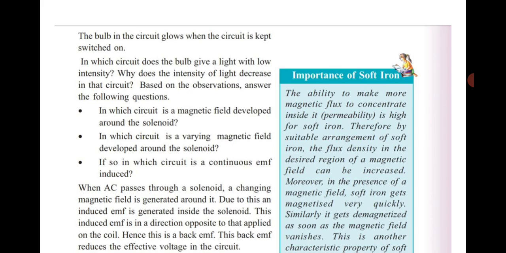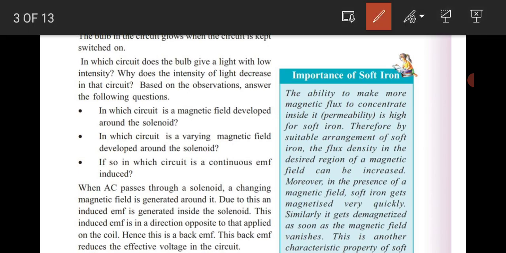Both bulbs will glow. Then in which circuit does the bulb give light with a low intensity? Which bulb will give the light with low intensity? Yes, the circuit B. The bulb in circuit B gives a light with a low intensity.